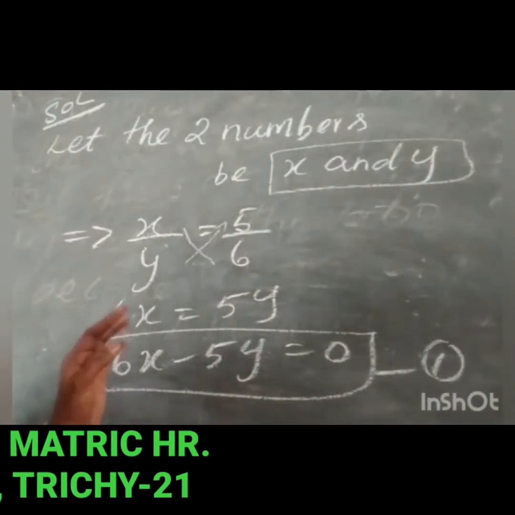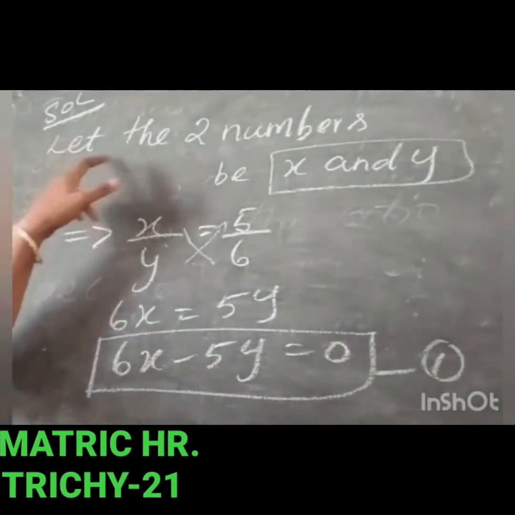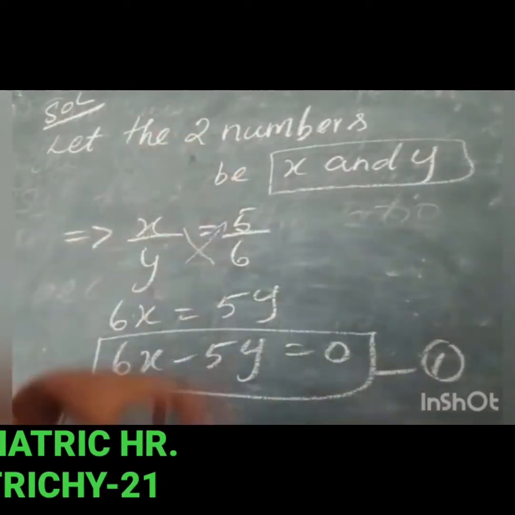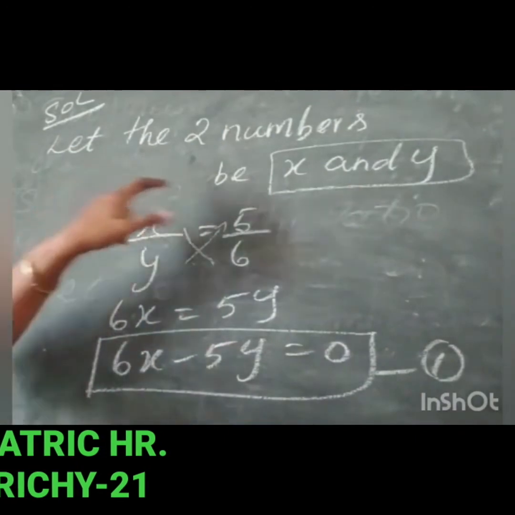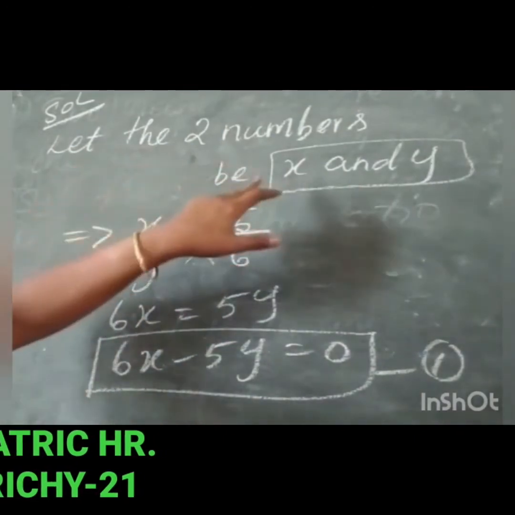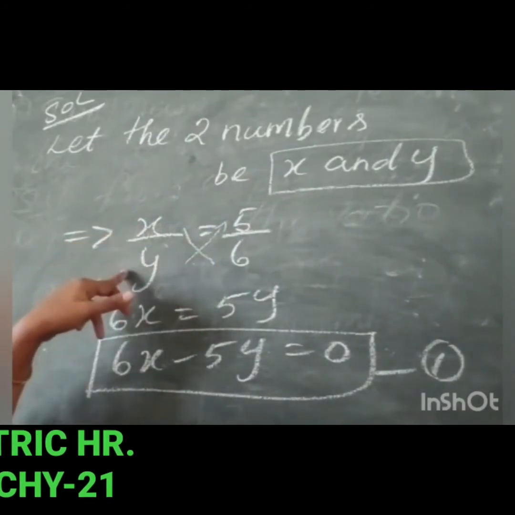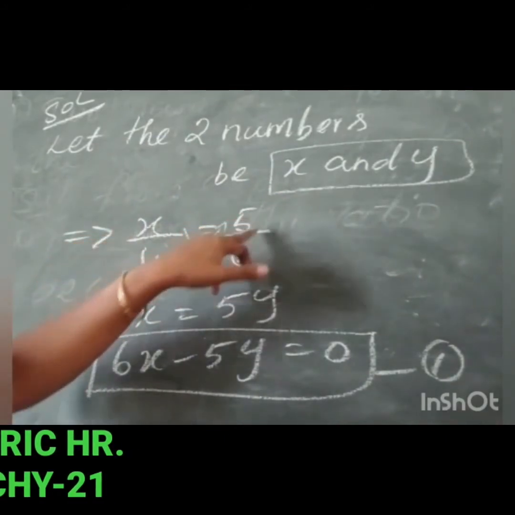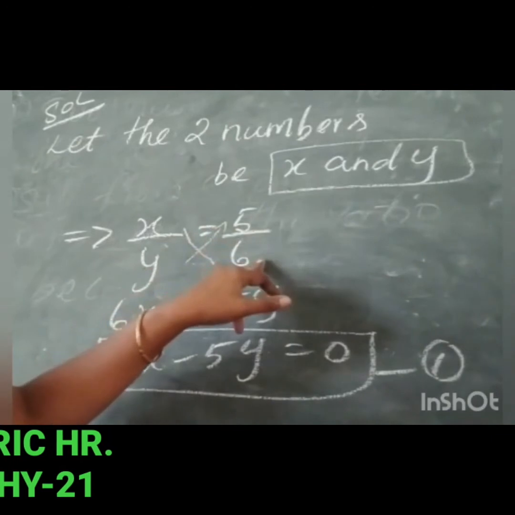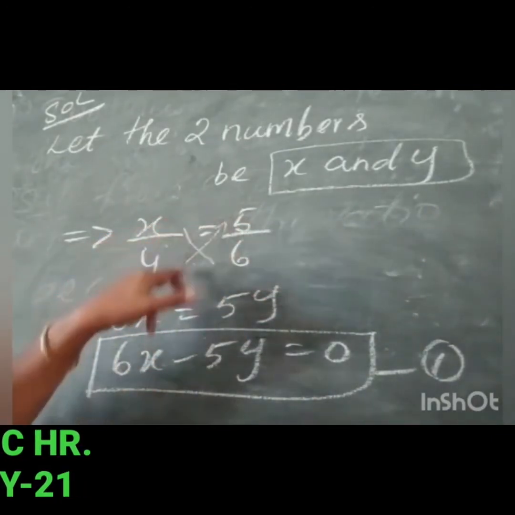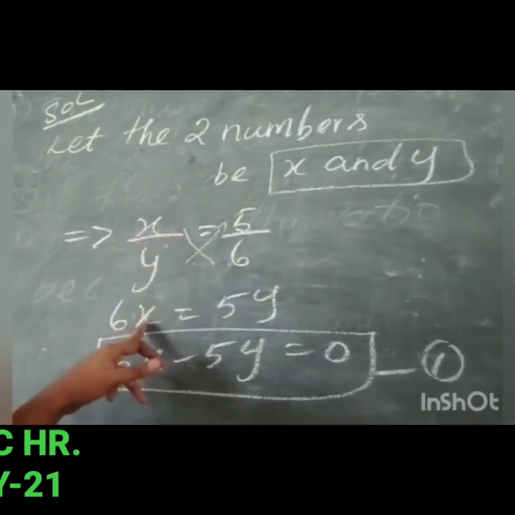Now let us see the solution. The first information: let the two numbers be x and y, since we don't know their values. So you can put x by y. You can change the ratio into a fraction. So x by y equal to 5 by 6. You can do the cross multiplication. x multiplied by 6, that is 6x.